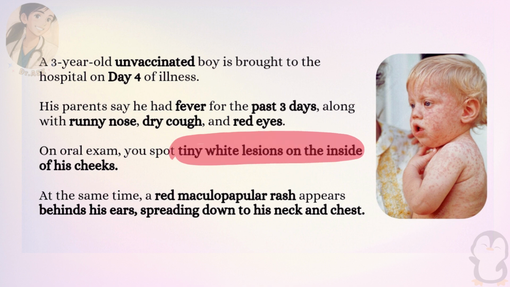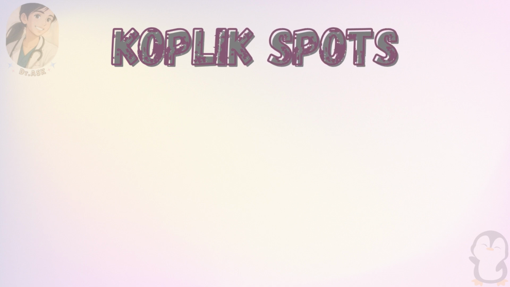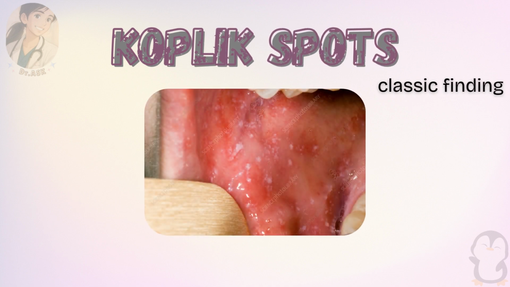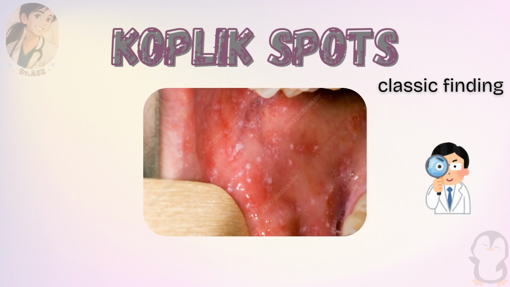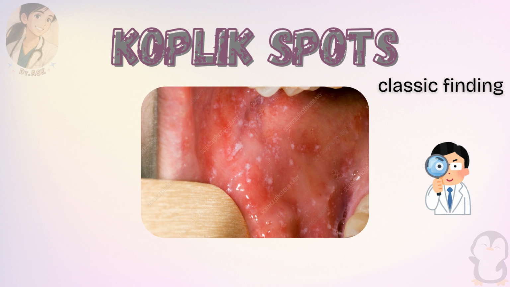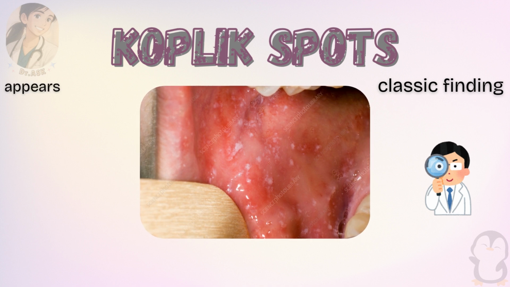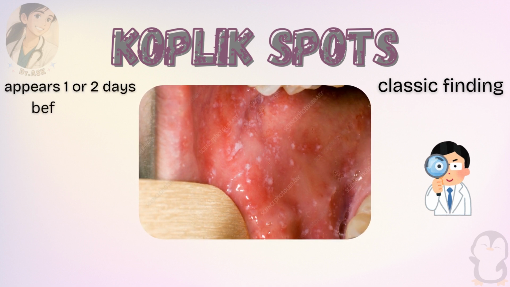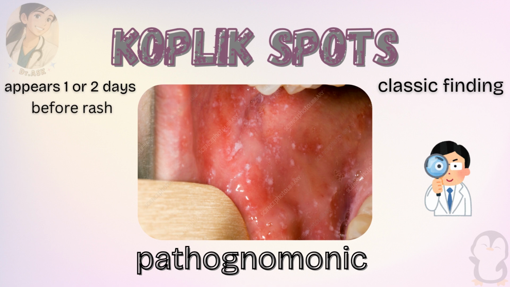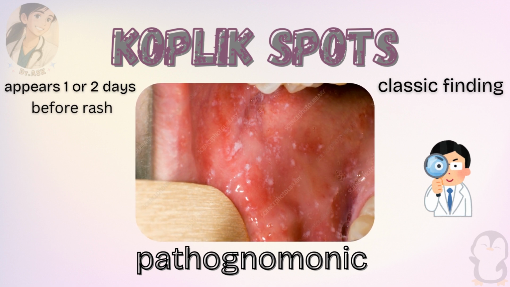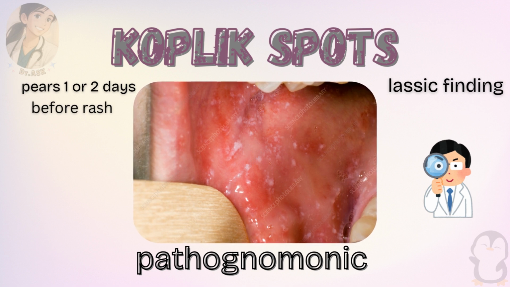Okay, but what about those teeny white spots in the mouth? Yes, that is Koplik spots, one of the classic findings in measles. These are teeny white lesions with a reddish base found on the inner cheeks opposite to the molars. They appear before the rash and they are so unique that they are considered pathognomonic, which means if you see them, it's almost definitely measles.